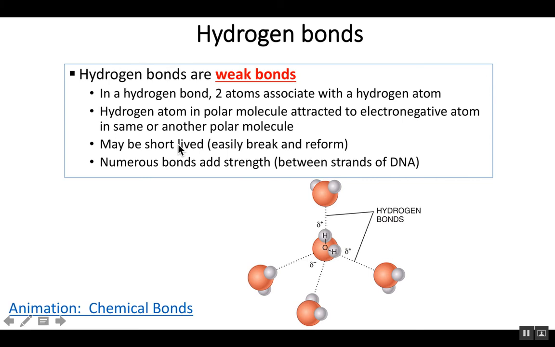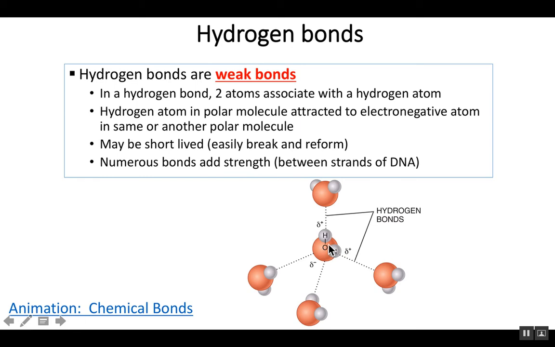An example is when we have DNA, the two strands of DNA are held together with hydrogen bonds. The two strands of DNA have to separate from one another and then reform during processes like transcription and replication. So these bonds have to be able to form to hold the strands together and then break. So they're very weak. Here we show some water molecules.